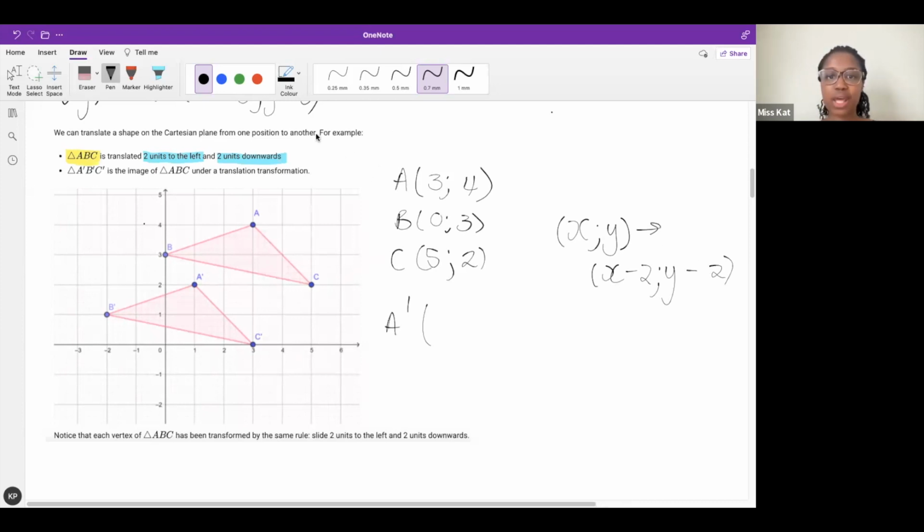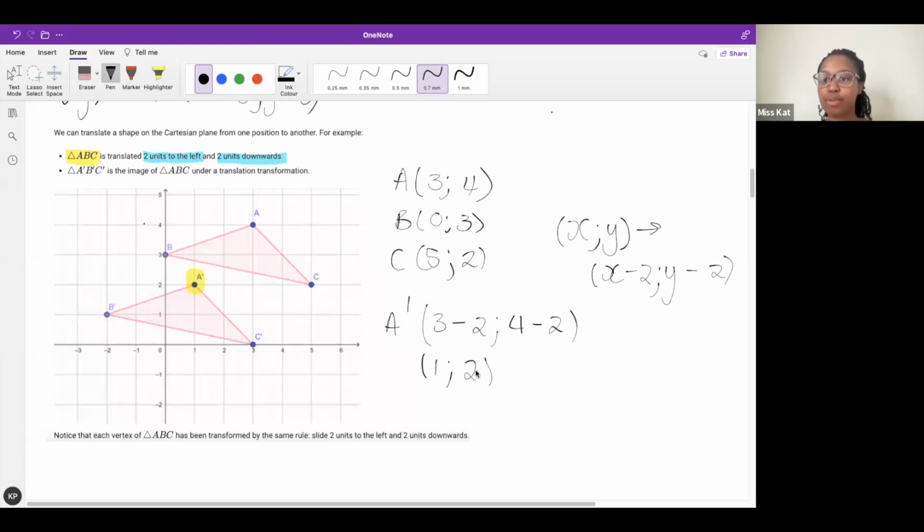To find your new shape, you're going to take all of the points that you originally had, and you're going to subtract 2 from all the x's and subtract 2 from all the y's. So the first one, A prime, will be 3 minus 2, and the y will be 4 minus 2, which gives you 1 and 2. A prime is over here. Does that correspond with A prime? Yes, it does. So you're going to move point by point.